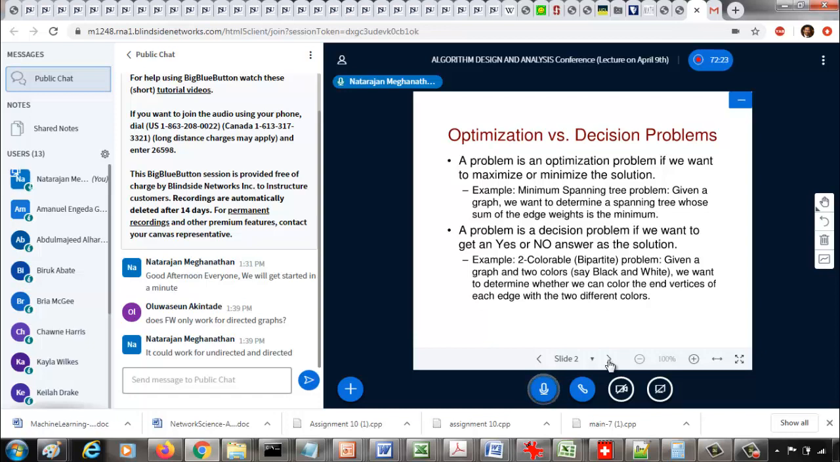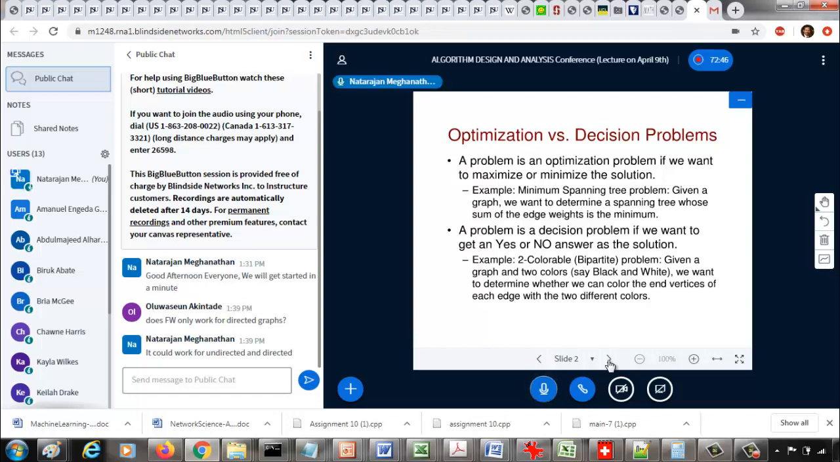So, in an optimization problem, you want to minimize the solution. It means you want a number that is the minimum possible weight for a spanning tree, or the minimum shortest path weight, and so on, or maximum weight spanning tree, or anything minimum or maximum. Whereas in a decision problem, you don't want a number as a minimum or maximum value. You want a yes or no answer.